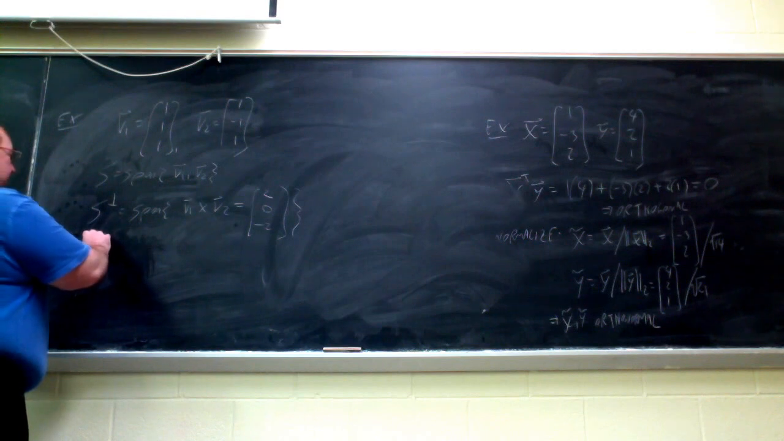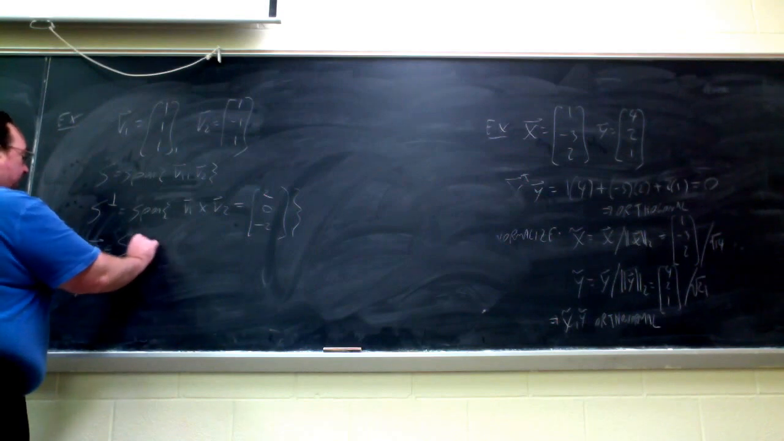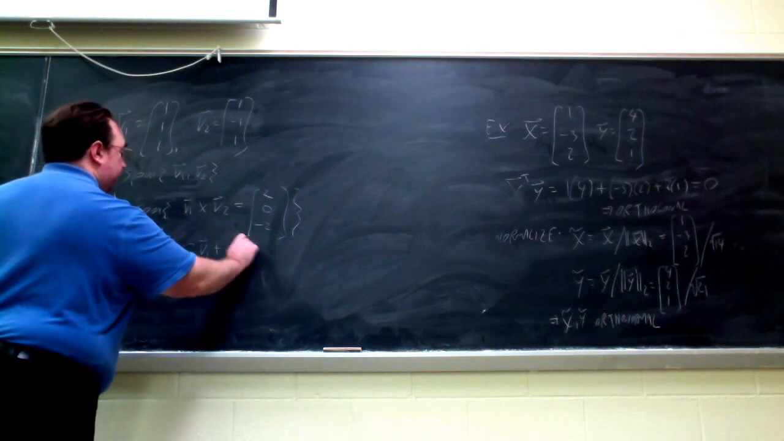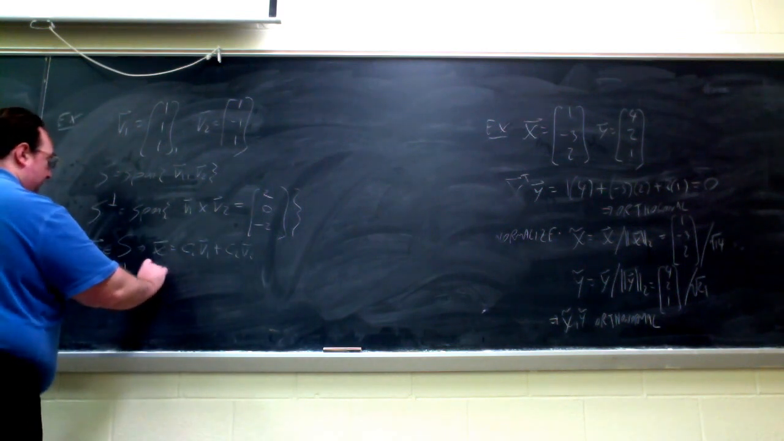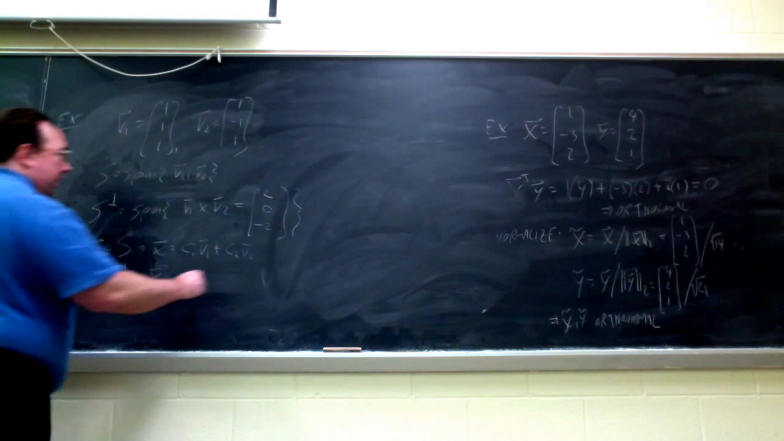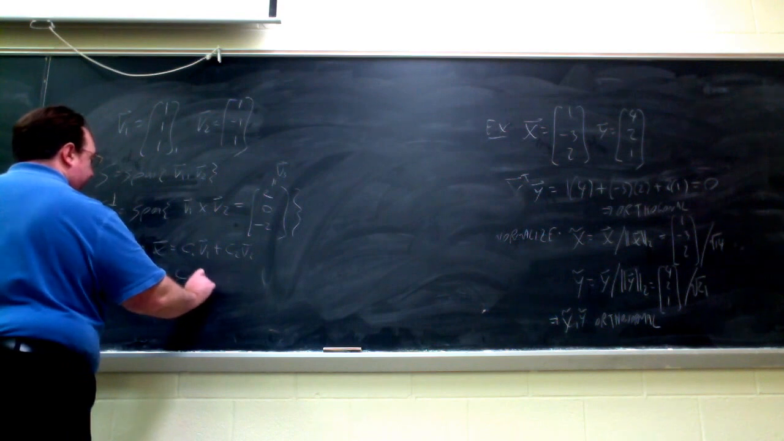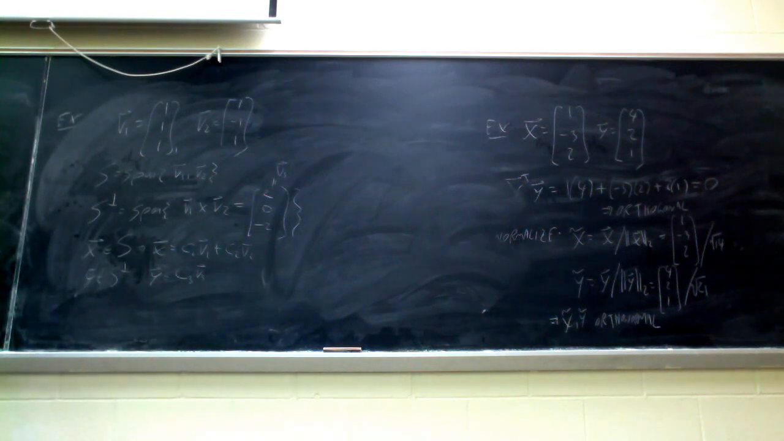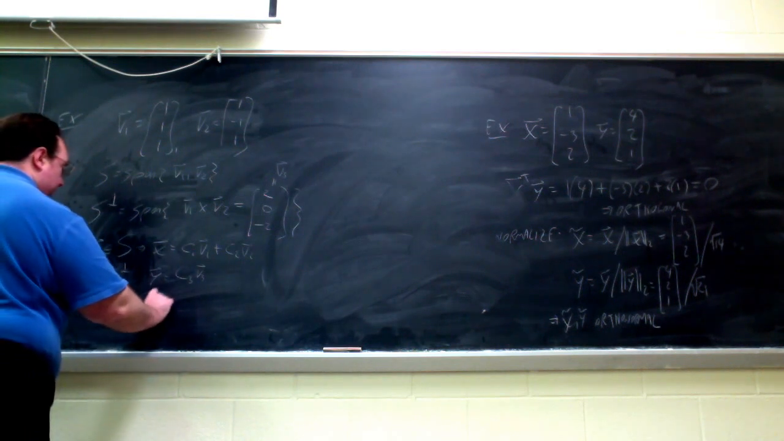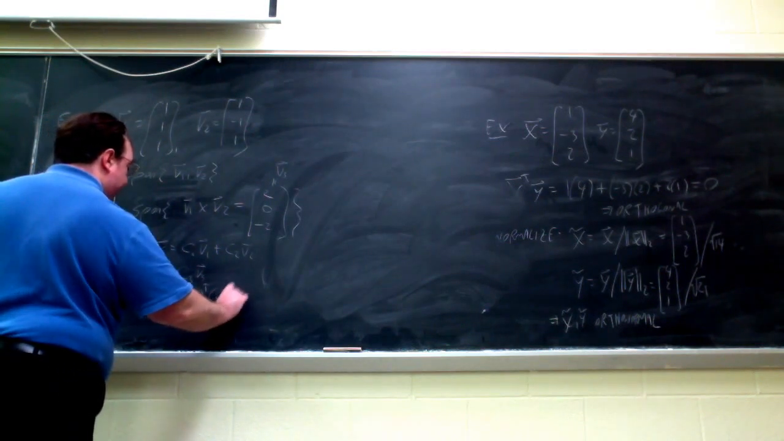Because if I let X belong to S and Y belong to S perp, then X has to be a constant times V1 plus a constant times V2. And then Y, being in S perp, has to be a multiple of this vector. So I'm going to call this V3. So I get C3 V3. So now if I take their dot product, X transpose Y, that's going to be C1 V1 plus C2 V2, transpose C3 V3.